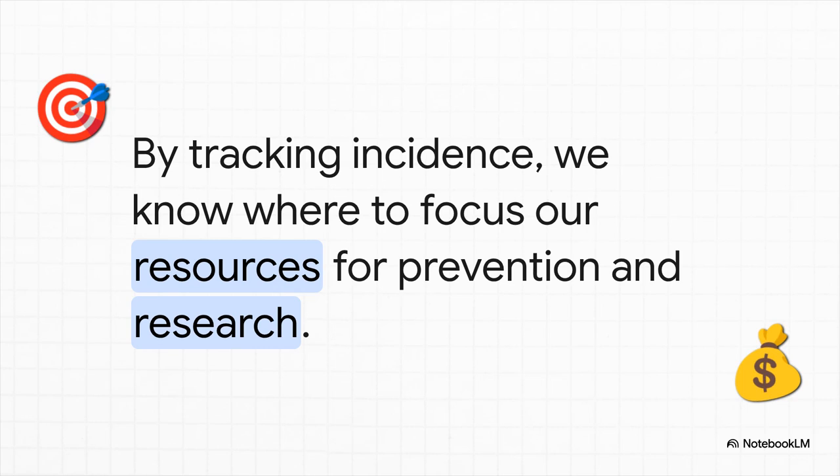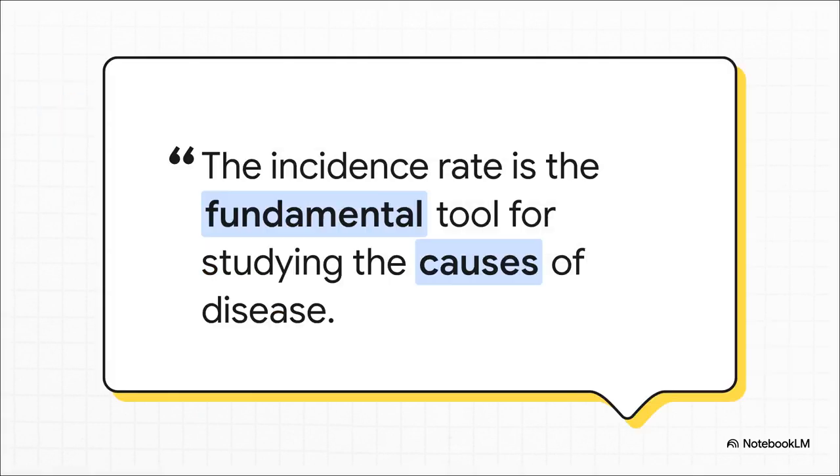And that kind of information is absolute gold for public health. By looking at these incidence rates, officials know exactly where to focus their resources. They know where to put money for research and where to aim prevention efforts. It basically turns guesswork into a smart, data-driven strategy. And at the end of the day, it really comes down to this powerful idea. The incidence rate isn't just some number on a spreadsheet, it's the fundamental tool that scientists use to hunt for the causes of a disease. By tracking where and when new cases pop up, we can start to figure out the why.